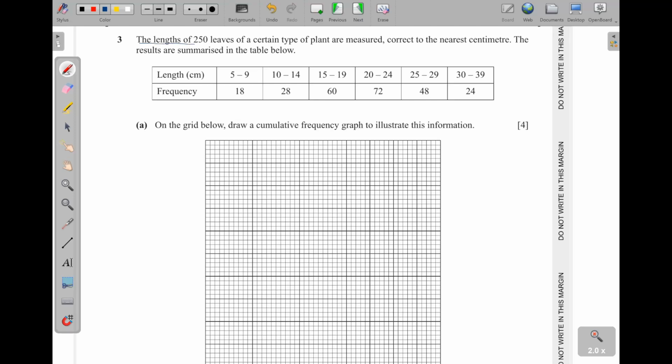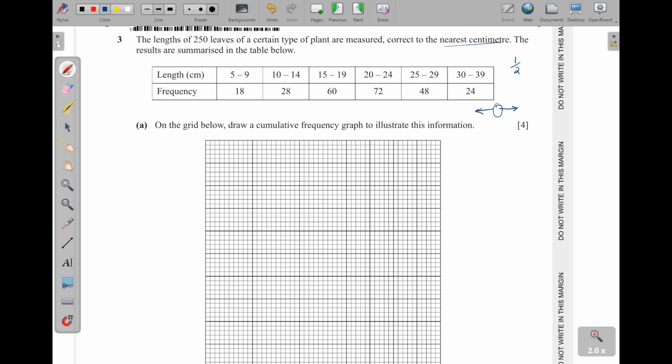Question 3. The lengths of 250 leaves of a certain type of plant are measured, correct to the nearest centimeter. The results are summarized in the table below. Now we are given the class boundaries here without the less than or equal signs. So to find the class boundaries, we need to subtract or add 0.5 because they say to the nearest centimeter. So the error bound has to be that one, then divide by 2. Remember, we move a half this way and then a half this way on any number.